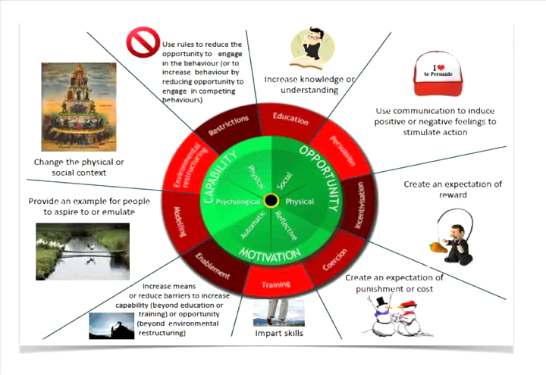And then finally, there are restrictions. Restrictions is using rules to reduce the opportunity to engage in the behavior, or to increase the behavior by reducing the opportunity to engage in competing behaviors. I think one of the best ways to think about this is in terms of traffic signs or traffic barriers to keep people traveling a certain way. You don't want people to merge and interrupt the flow of traffic, so you create barriers to prevent that. Those would be examples of restrictions.